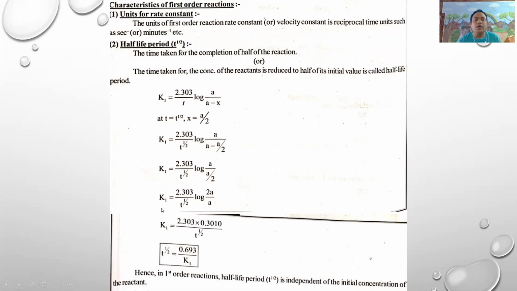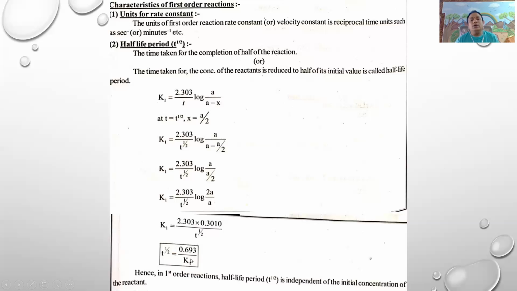That implies K1 equal to 2.303 by T half into log 2A by A. Whereas A gets cancelled, then K1 equal to 2.303 by T half into log 2, whereas log 2 value is 0.3010. That is K1 equal to 2.303 into 0.3010 by T half. That implies T half equal to 0.693 by K1. It is the relation between the half-life period and first order rate constant.